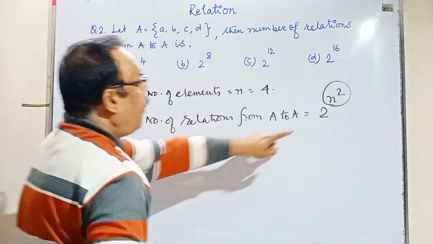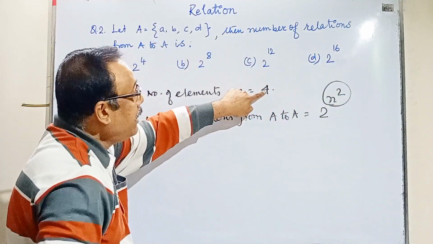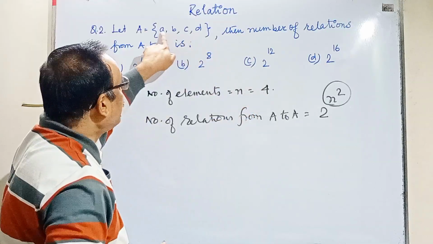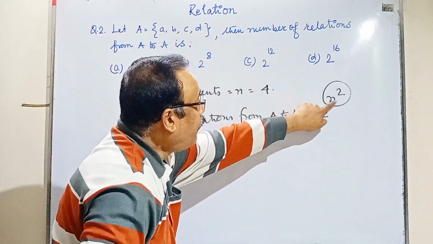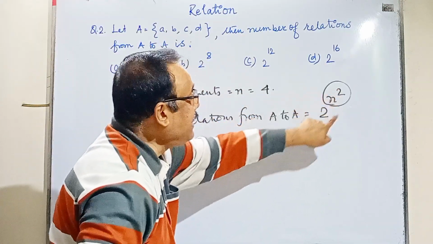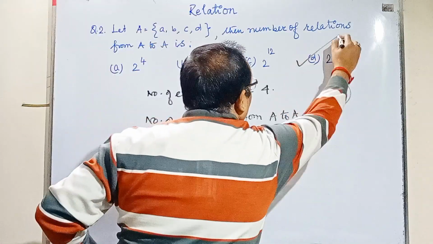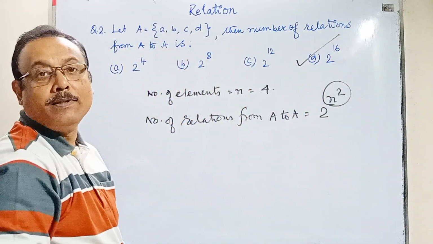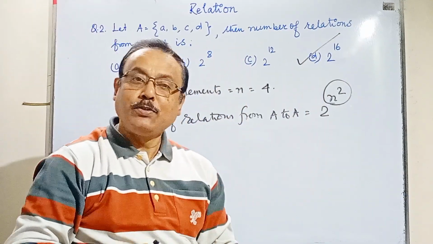What is n? n is the number of elements in the set. So there are 4 elements, so n is 4. 4 square means 16. 2 to the power 16. So D is my choice. We go to the next question.